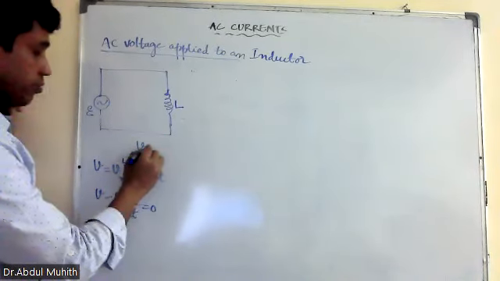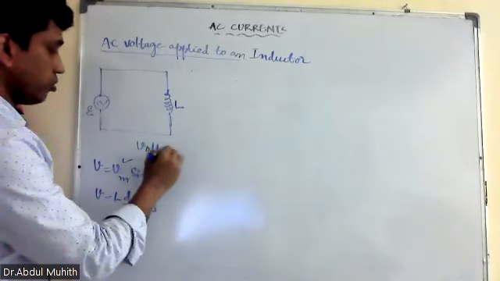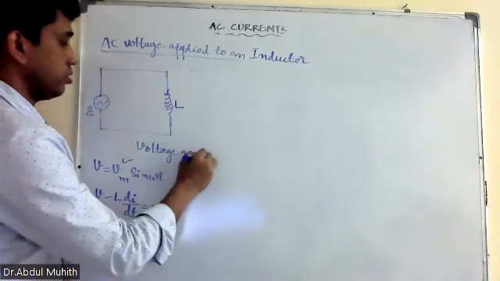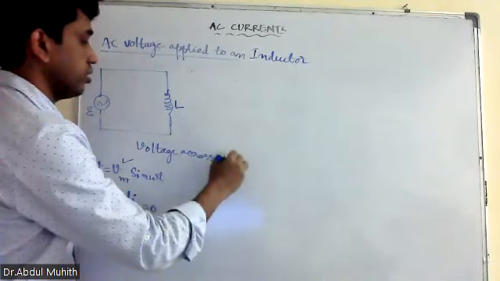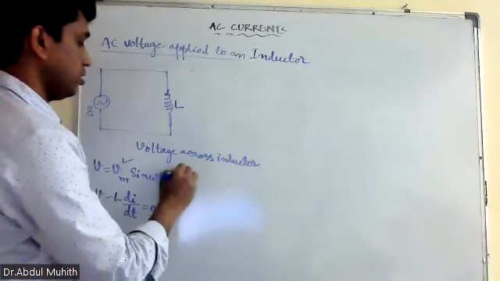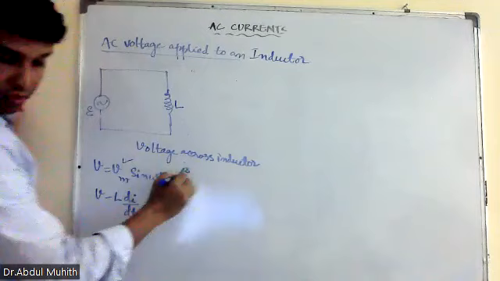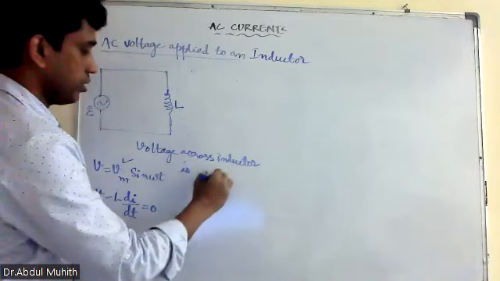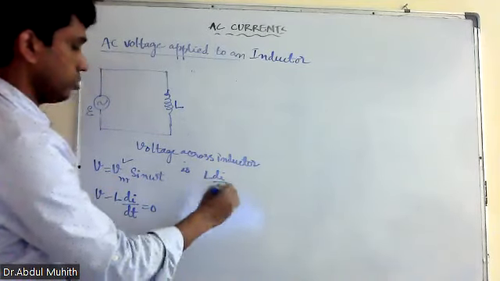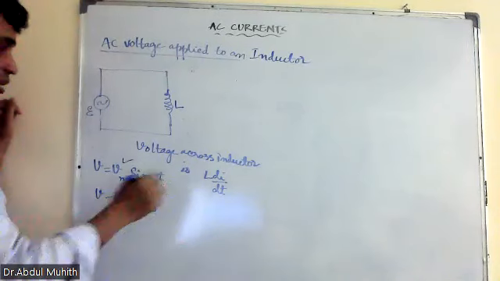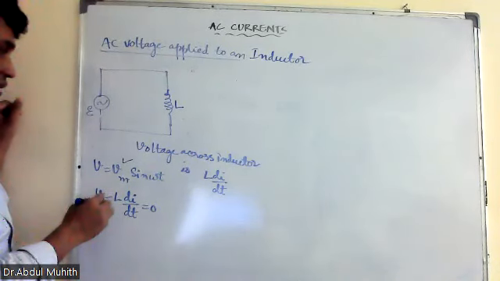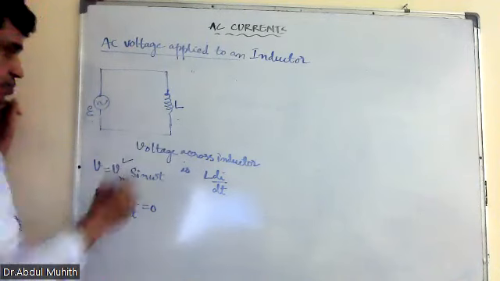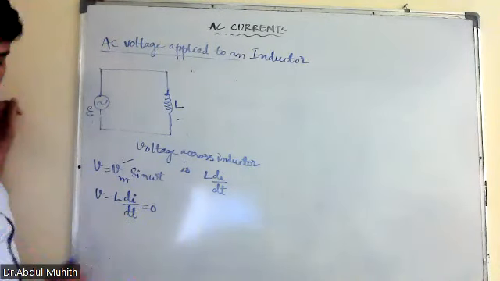Voltage across the inductor is given by what? Minus, what is that? L into di by dt. Voltage across the inductor is given by L into di by dt. So what are we doing now? This voltage minus this voltage equal to 0.